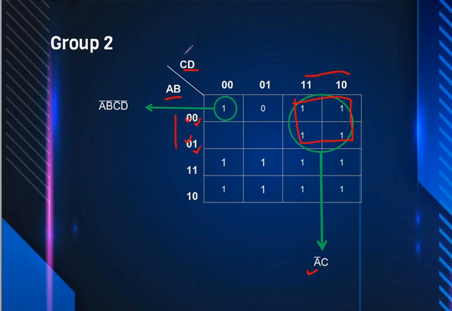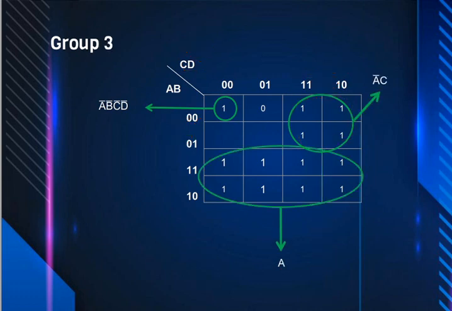Now we will come to C and D. What is the C value in this? 1 and 1. So it's common, so we'll take C. Now the remaining is D. What is the D value here? 1, 0. So it's not common, so we'll not take D. We'll only take A and C because they are common, A complement and C. So the grouping equation for the second group is A complement C. So is there any more group? Yes, there is also a third group, and the third group is very large.